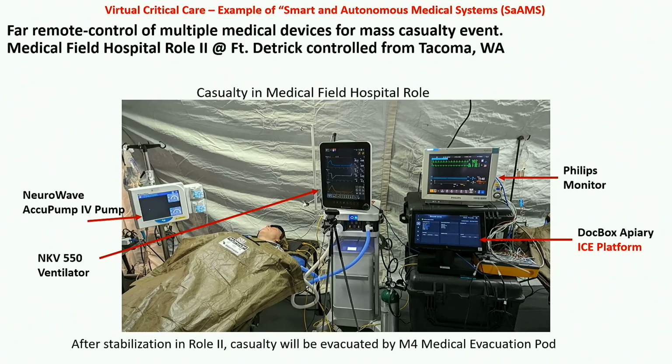During the pandemic, our team and others were funded by the Department of Defense and HHS to work on prototyping virtual critical care as examples of smart and autonomous medical systems. This is a photo from inside a tent at Fort Detrick, the Army's Telemedicine and Advanced Technology Research Center, in which you have an infusion pump, a ventilator, a physiological monitor, and an ICE platform all connected and all being used by an intensivist in Washington State to help manage this simulated emergency and adjust, not only read the data, but adjust those devices remotely.